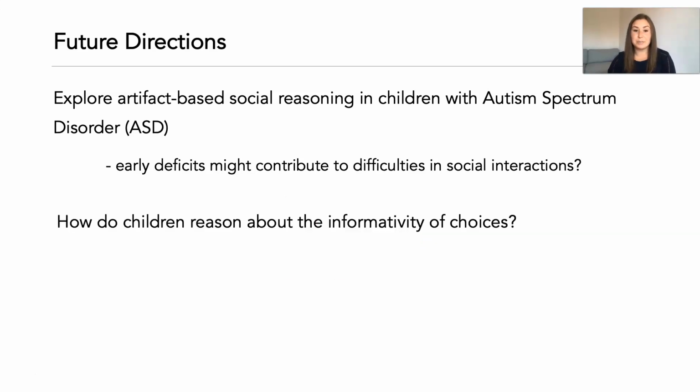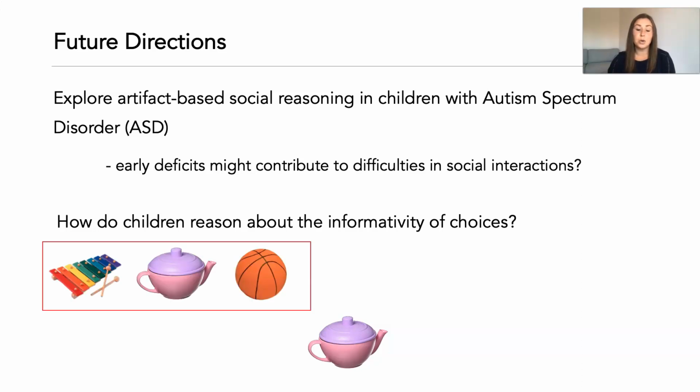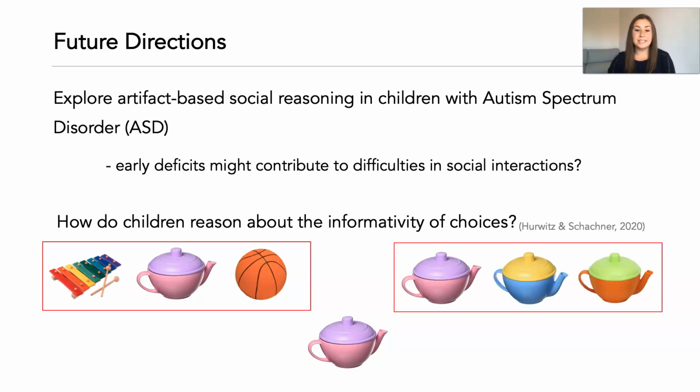Further, in future work, we want to explore how children reason about the informativity of people's choices and how an object was chosen. For instance, whether children consider the variability of a set of objects from which an object was chosen. As an example, a person's choice of this teapot is more indicative of their preferences and interests if it was chosen from this set of variable objects rather than this one. And this is because the set of objects on the right is more constrained. So we can't be sure that the person's choice of the teapot truly reflects their preferences. Perhaps they would have chosen something different if they were presented with a more variable set of options.